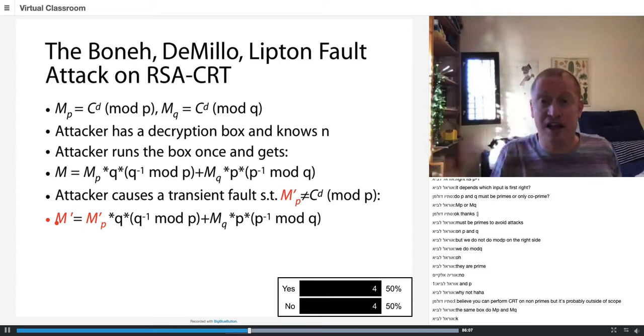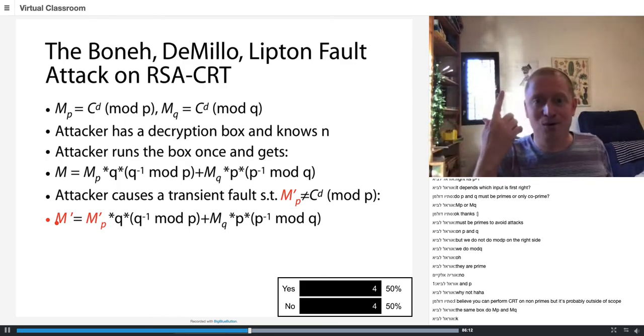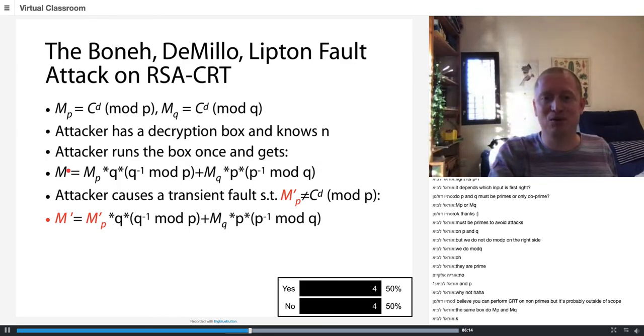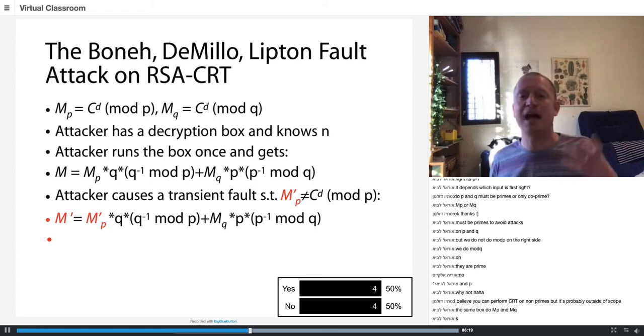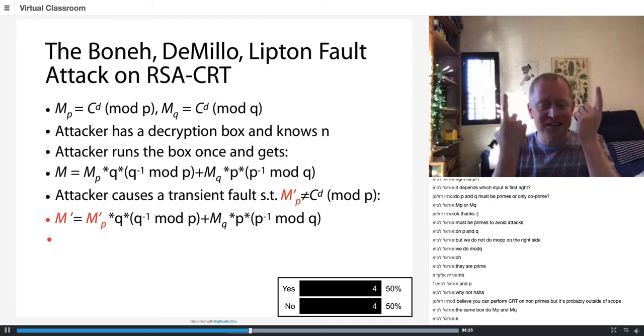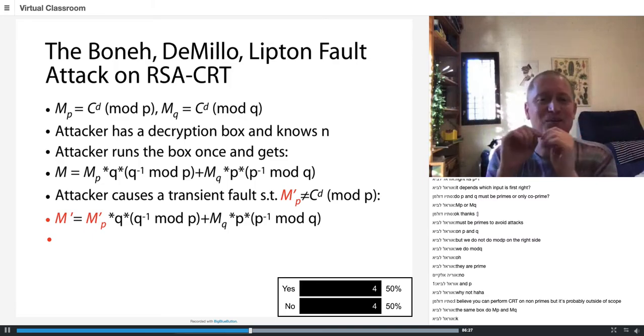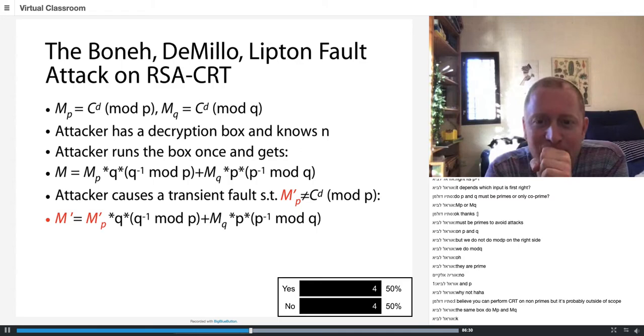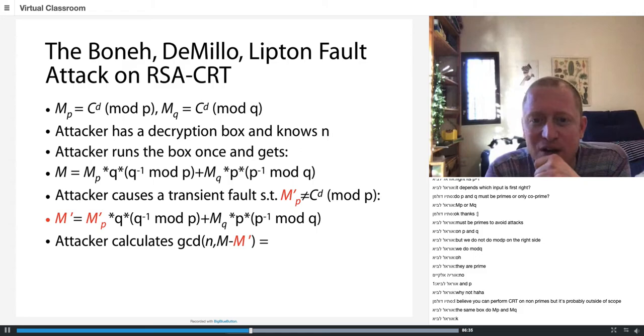And the answer is not M, because by the Chinese remainder theorem, there's only one value, which is modulo P and modulo Q. And this is the original M, so this is a different one. And now the attacker has M and M prime. And now look at this fantastic thing which the attacker does. This is the Boneh-DeMillo-Lipton attack. So the attacker calculates this value. Now, before we go into what this value is, let's see what operations the attacker performs.